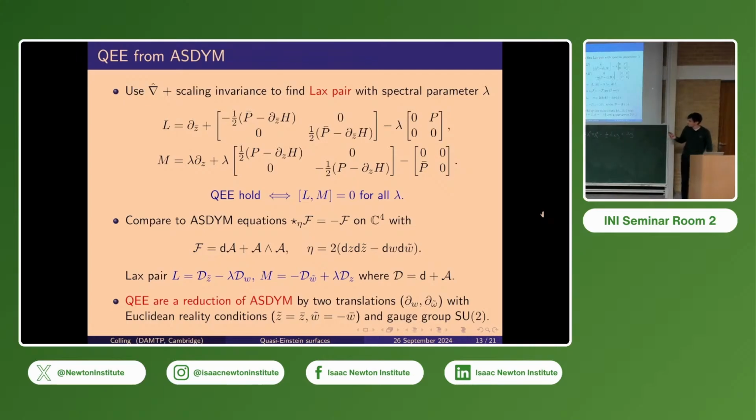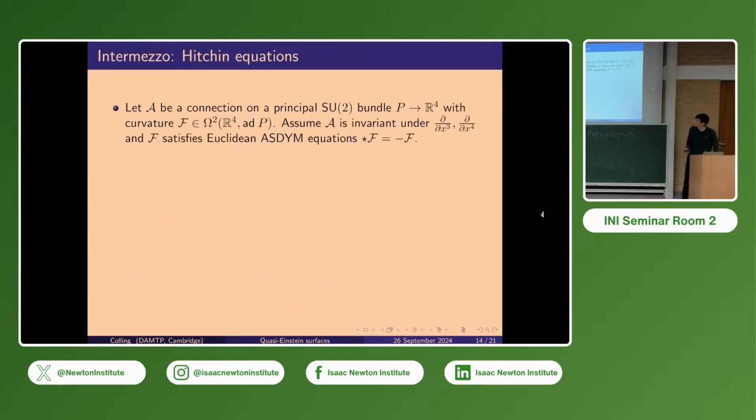I see. Well, so in general, if we have the Euclidean anti-self-dual Yang-Mills equations reduced by two translations, we get the Hitchin equations. So this will allow us to associate a solution to the Hitchin equations to our problem. So let me briefly introduce the Hitchin equations.